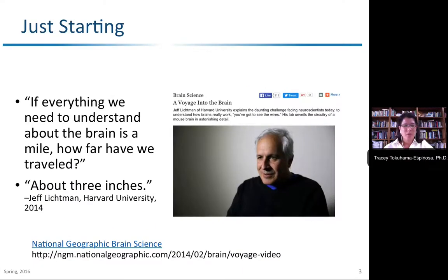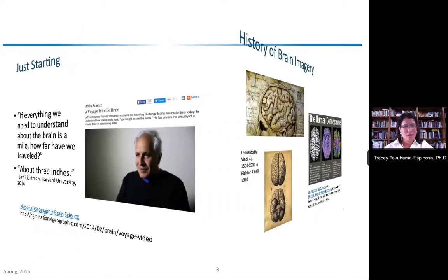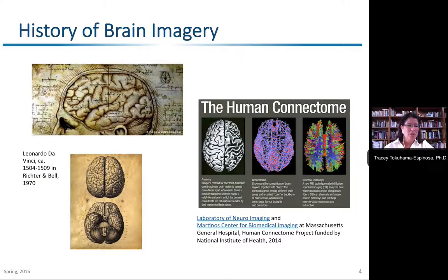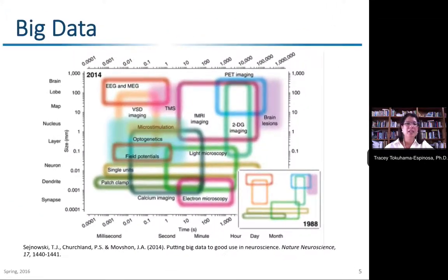It's wonderful to say that we know much more about the brain than ever before in the history of humanity. However, we know very little. So take all of these suggestions and information with a grain of salt, okay? In the history of brain imaging, we've grown from these drawings that were done by Da Vinci to the Human Connectome Project, which is much more detailed in its understanding of how the brain actually works. And this is all thanks to advances in technology.